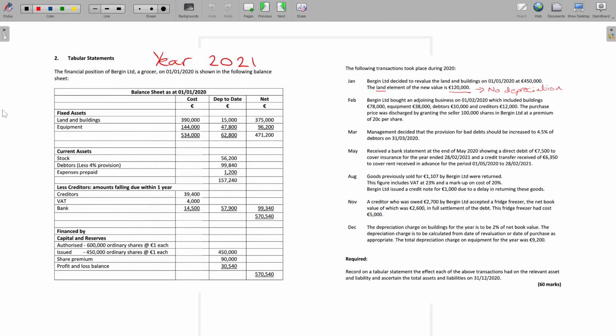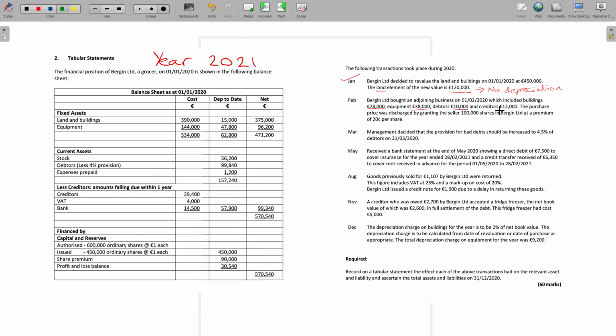So we can now say that this is corrected. We do have to be careful of the depreciation charge that will probably come up in December. So in February, we bought an adjoining business on the 1st of 2nd, 2020, which includes buildings, 75,000, equipment, 38,000, debtors, 10,000. So they're all our asset entries.